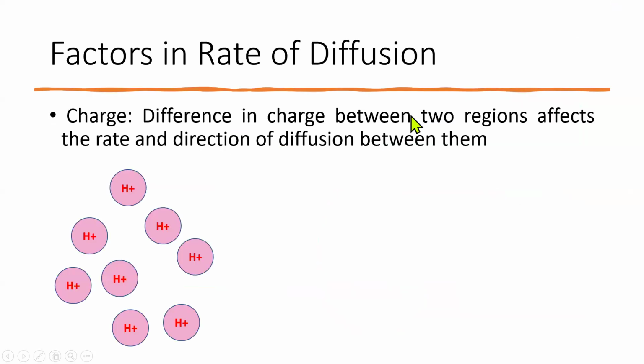Okay, another factor is the charge of the particles. I hope you know like charges repel each other. And so if you put a lot of positive close to each other, they will move away much faster than if they are all neutral. Okay, so the charge is going to play a role in how fast they spread out initially.